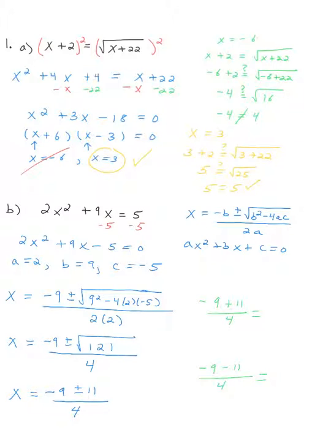All right, so the top one there is going to be positive 2/4, or that reduces to positive 1/2, versus negative 20 over 4, which is equal to negative 5. These are the two solutions to this quadratic equation, 1/2 and negative 5.